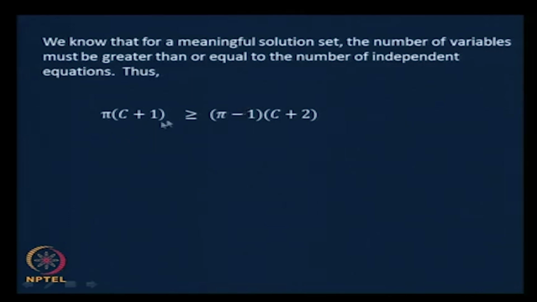Therefore, pi into C plus 1 must be greater than or equal to pi minus 1 into C plus 2. In other words, if you transpose this, C minus pi plus 2 must be greater than or equal to 0. You can do the transposition and indeed find that C minus pi plus 2 is greater than or equal to 0. We will call this equation 5.6.